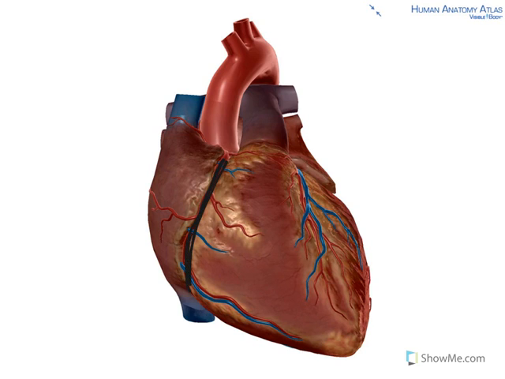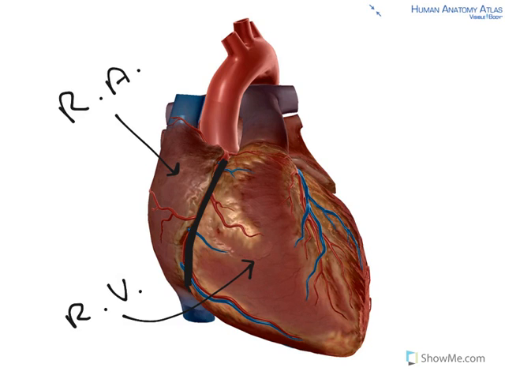Okay, so here is a groove, and this groove is known as the right atrioventricular groove, and it separates the right atrium here from the right ventricle. So the right atrioventricular groove separates the right atrium from the right ventricle. Let's see which other grooves we can see.